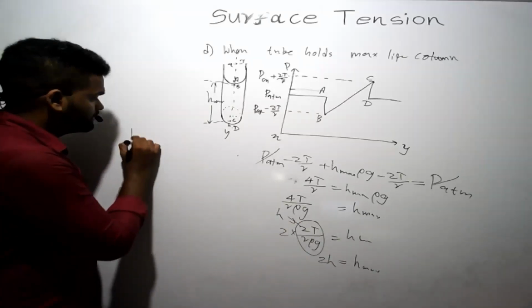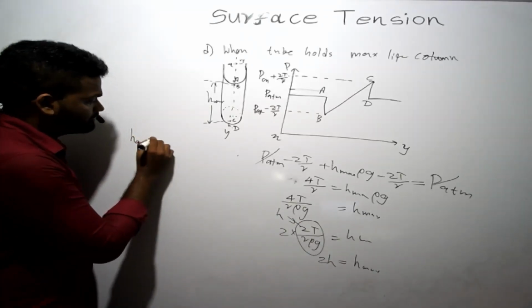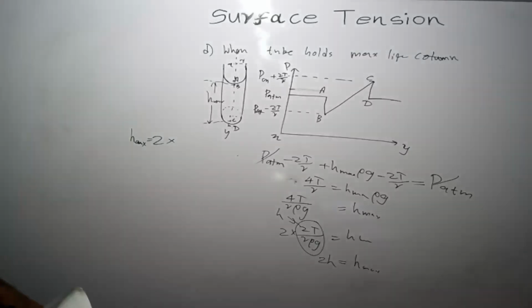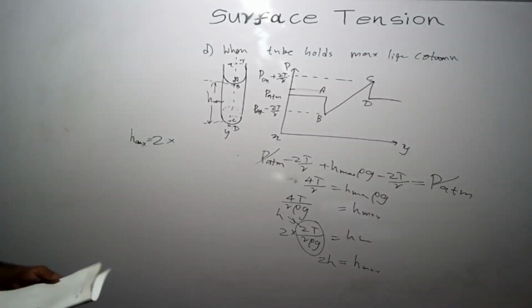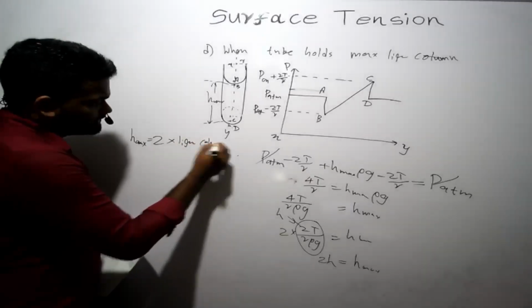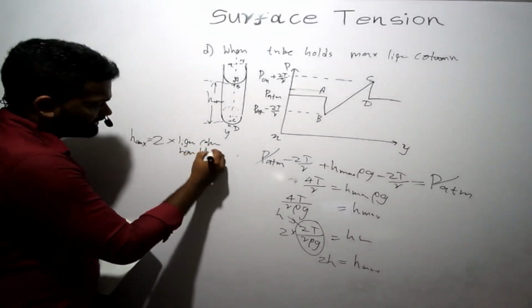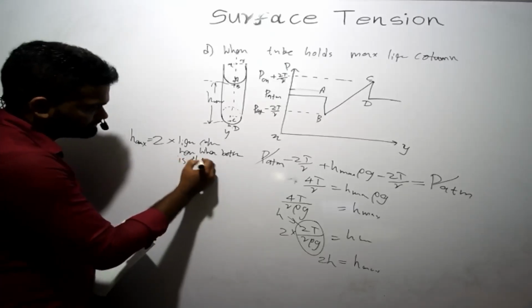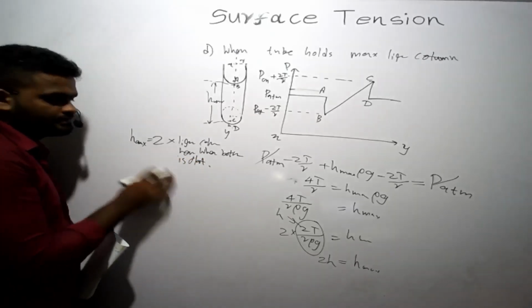Okay. So you can write H max is equal to 2 times liquid column height when bottom is flat. Get it? Take it down.